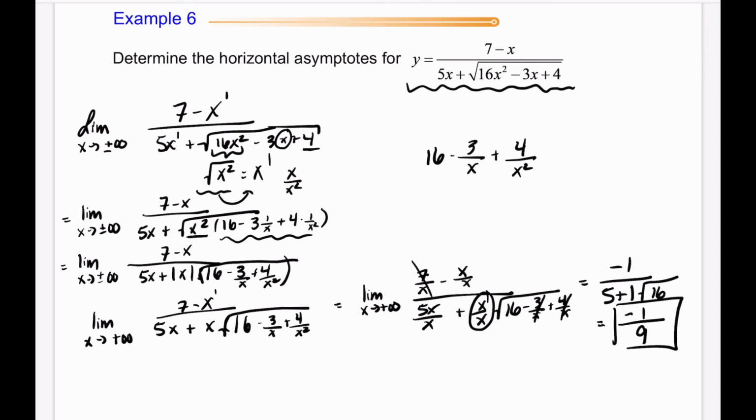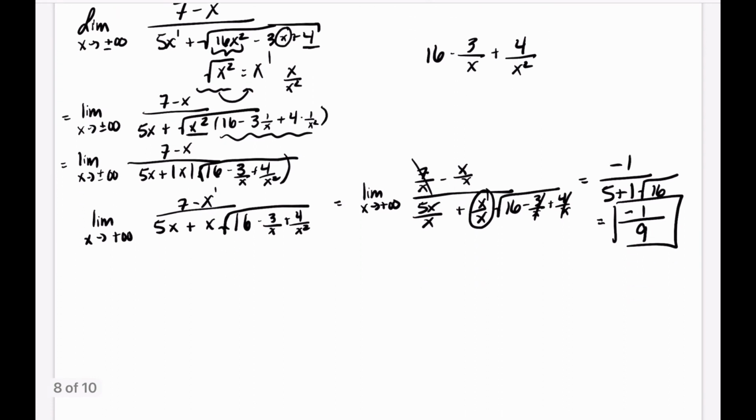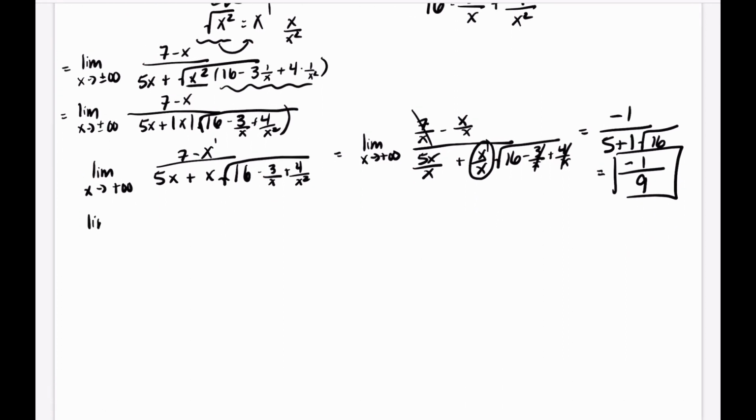Then I have to do my limit as x approaches, sorry, negative infinity. So this time, I know that my absolute value of x needs to be negative x because as I'm approaching negative infinity, all of my x values will be negative. So I have 5x minus x now, square root of 16 minus 3 over x plus 4 over x squared.